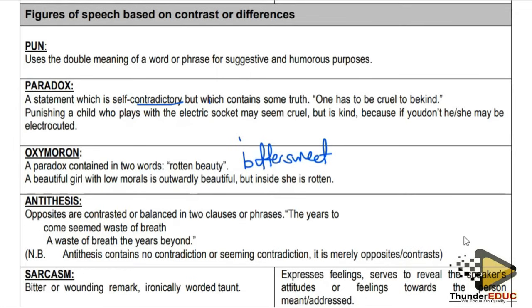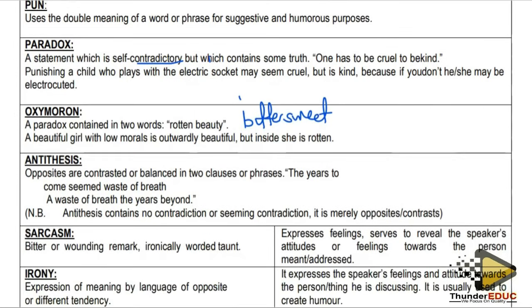So when we say rotten beauty, bittersweet, we're talking about an oxymoron, two words that show contradictory things. You say something is bitter because you'll scrunch your face when you're eating it, but at the same time, you call it sweet. That is an oxymoron. Antithesis: opposites are contrasted or balanced in two clauses or phrases.